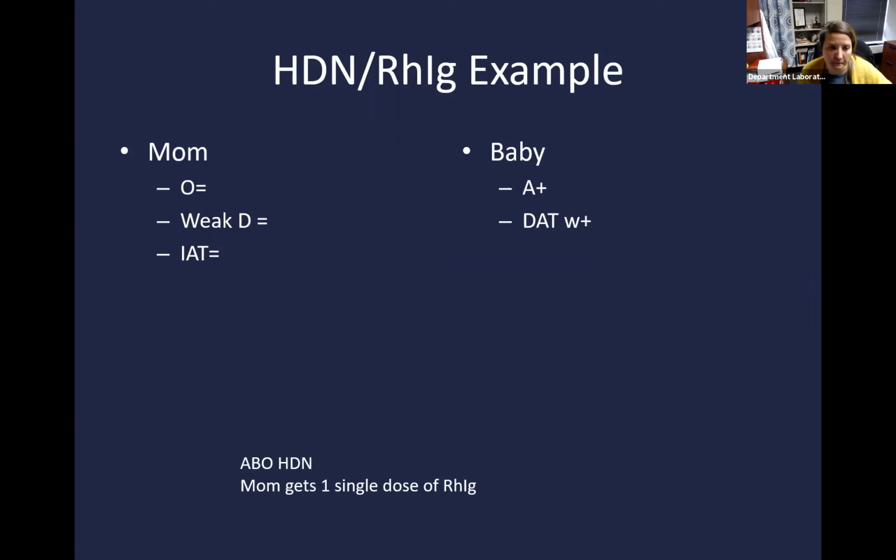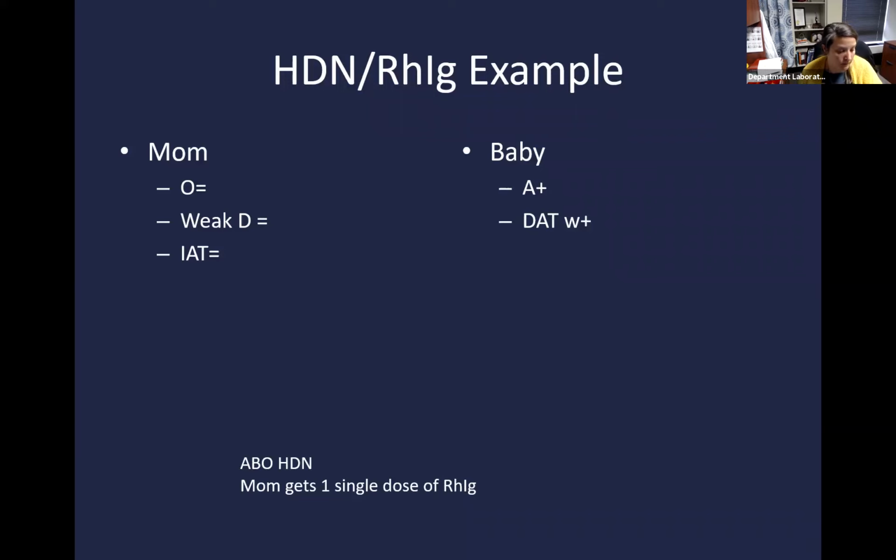And then RhoGAM. Remember, all Rh negative moms, regardless of what type the baby is, will receive a perinatal dose of RhoGAM, 1 vial at 28 weeks gestation, all right? Post-delivery, if mom is Rh negative and delivers an Rh positive baby, then the postnatal RhoGAM dose must be given within 72 hours of delivery, okay?